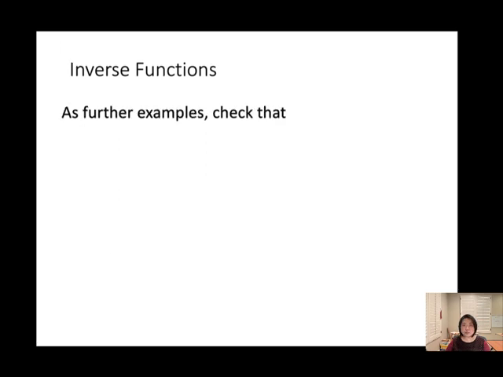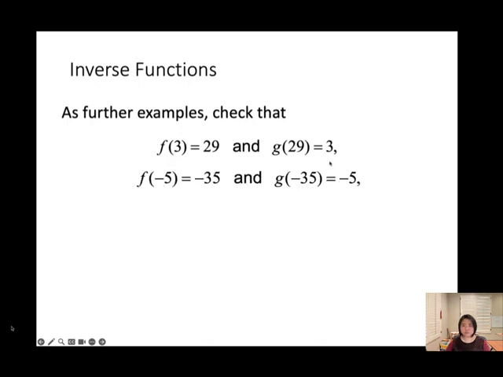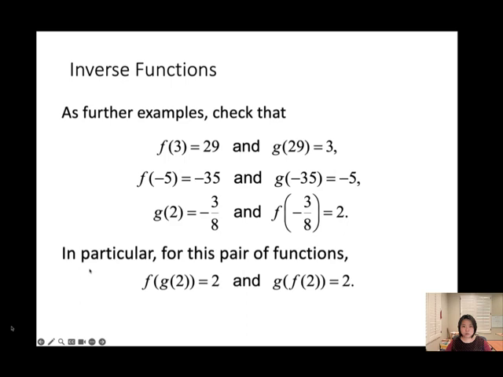Here are further examples, check that. f of 3 equal to 29 and g of 29 equal to 3. So you know these two guys are the inverse functions also, right? They interchange the x and the y. Same idea for this guy and this one also.